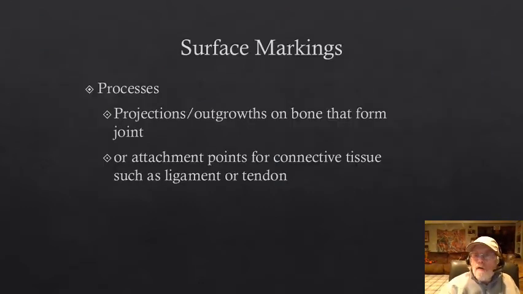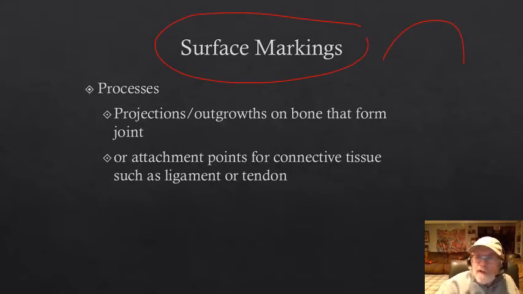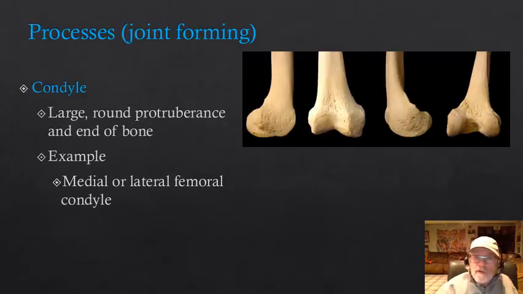Let's change gears just a little bit and get away from these depressions and openings, and talk about surface markings that are sticking out, outies as compared to innies. These are called processes. Processes are projections or outgrowths from a bone that may form a joint or serve for attachment of tissues, like a ligament or tendon. We have a number of different names for these processes, so let's start on those right away.